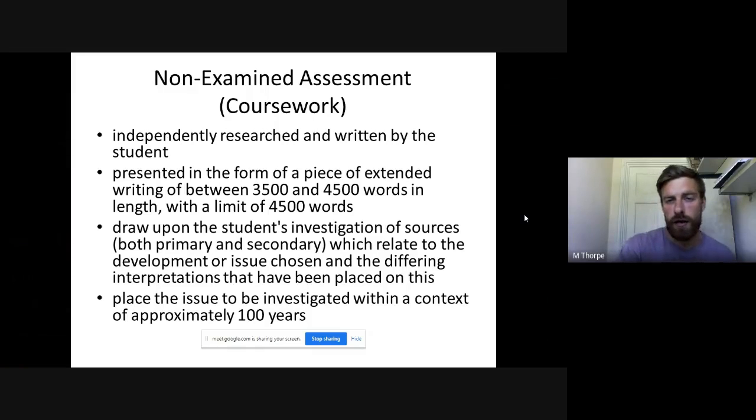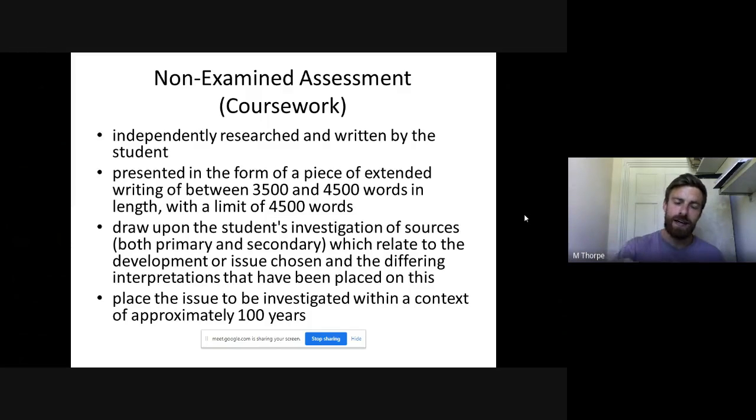So, a quick going over of what the NEA is. The non-examined assessment is another word for coursework. First things first, you know that it has to be independently researched and written by you. The reason I've made this clear at the start is because so many students are used to doing a few lessons on a topic and then writing what you've learned in the lesson for homework. There's nothing wrong with that. That's what we do with Britain, that's what you guys do with Russia.